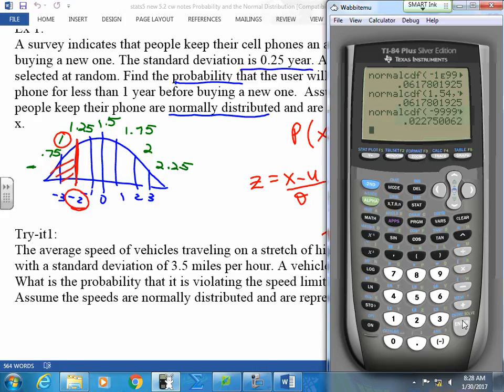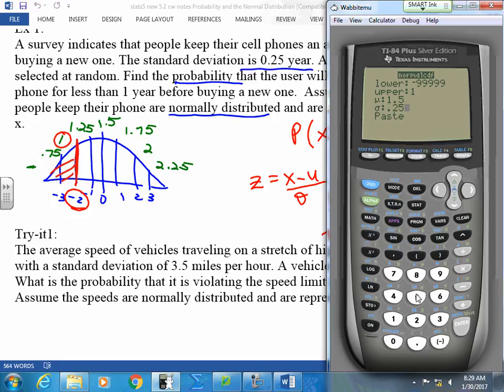Or you can put it on a normal curve, which is what we're on now. We're off our standard normal because our mean is not 0 anymore, right? Our mean is 1.5. So watch what you can do. I'm going to still go from the left, negative 999, and I'm going to stop when my x is a 1. Hang in there. My mean is 1.5 and my standard deviation is 0.25.